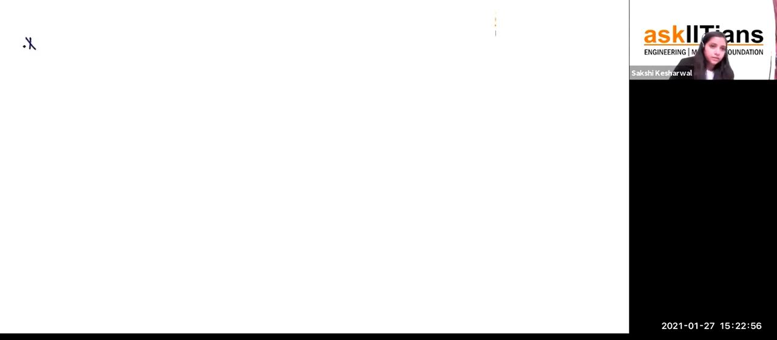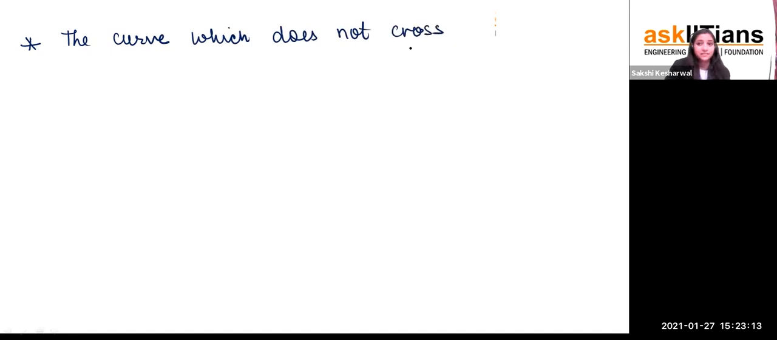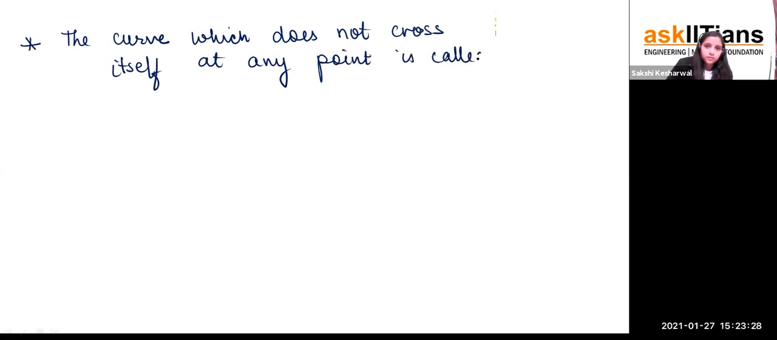Okay, so what's the next definition? The curve which does not... you will be learning the same definition in class 8th again. But let's see how many of you are going to remember this, right? The curve which does not cross itself at any point is called a simple curve. It should not cross each other, right?